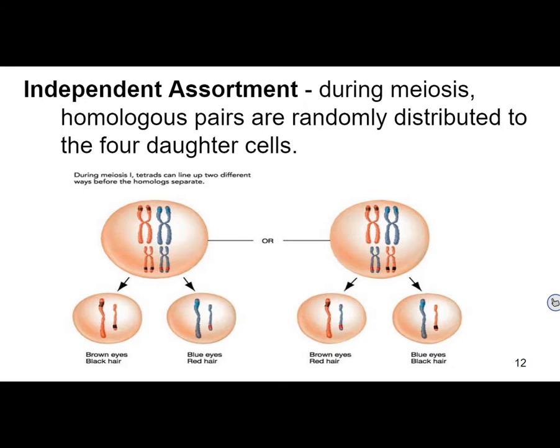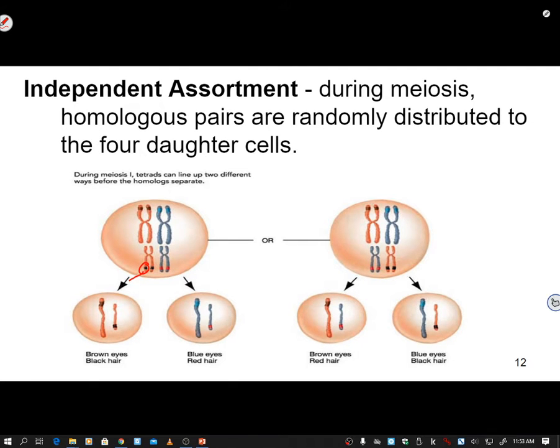Independent assortment. During meiosis, homologous pairs are randomly distributed to the 4 daughter cells. What that means, independent assortment, is it's not like this one has to go here. They can independently assort however they want to. This could have went over here, so that's what they're showing us, this or that. Your brown eyes don't necessarily have to go with the black hair. Look at this, you could have black hair with blue eyes. So that's independently assorted. You can see the differences from this side to this side.